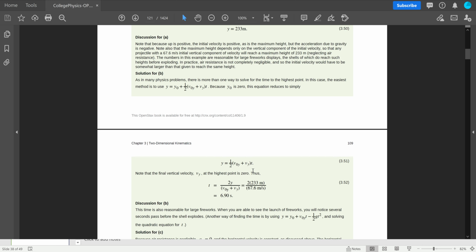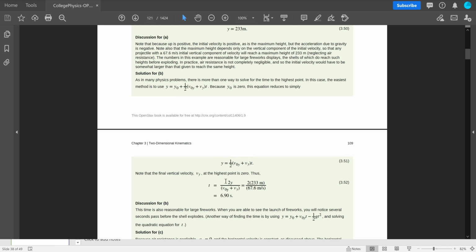This vy is gone. So once we arrange all this, we have to isolate our t. So we have to make sure that the 1/2 and the v naught y are divided on the left side here.